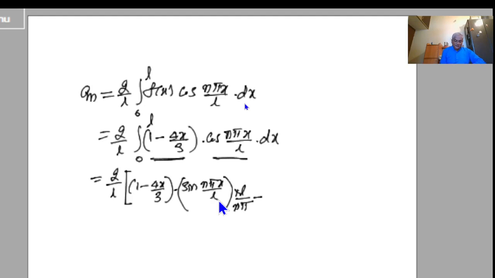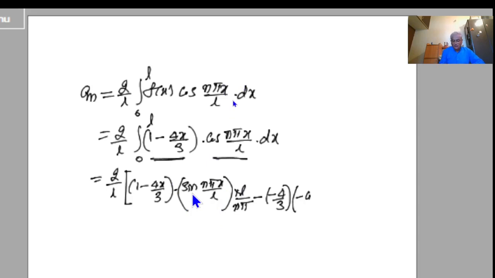Minus, we have to write a minus sign here, and then write the derivative of this. The derivative of this: the derivative of 1 is 0, minus the derivative of this, which is minus 4 by 3. So minus 4 by 3 into the integration of this. The integration of sine is minus cos.